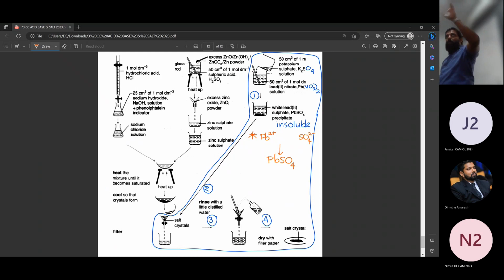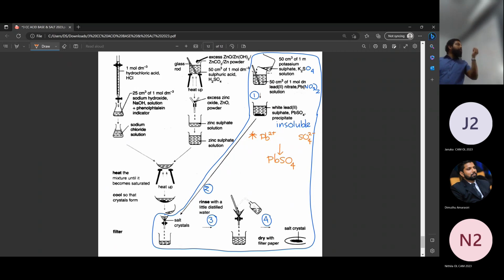Metal plus acid, metal oxide plus acid, metal hydroxide plus acid, metal carbonate plus acid. Right? Don't take them. Now, they are for soluble salts. Now it's insoluble. You need lead. Get the lead ion from a soluble lead salt.